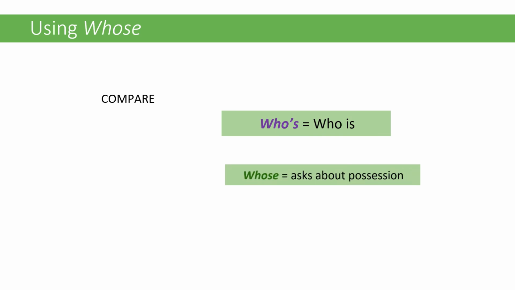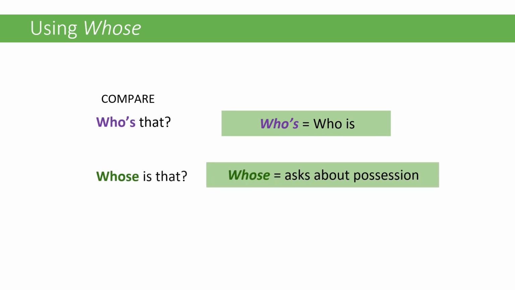Who's, W-H-O apostrophe S, means who is. It has the same pronunciation as whose, W-H-O-S-E, for possession. Compare the example: Who's that? Or, who is that? Whose is that? Whose asks about possession.